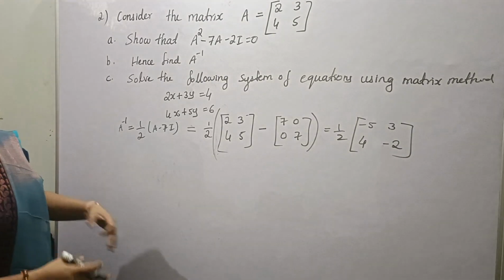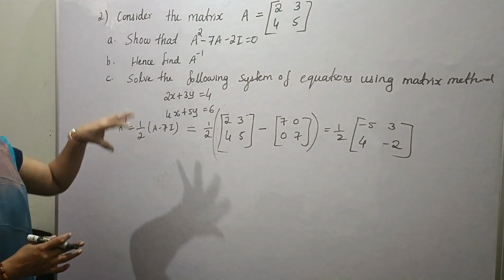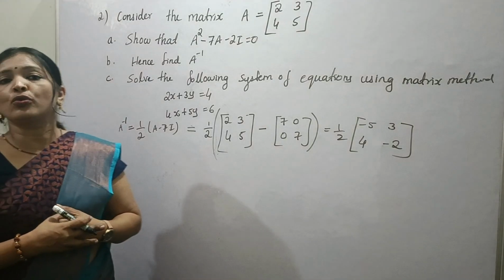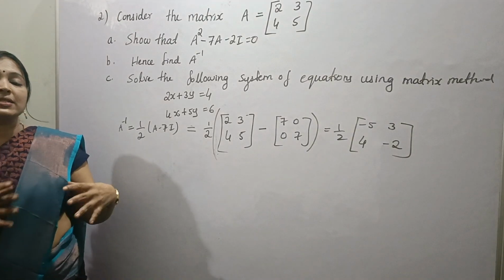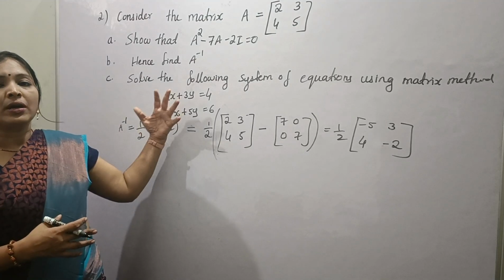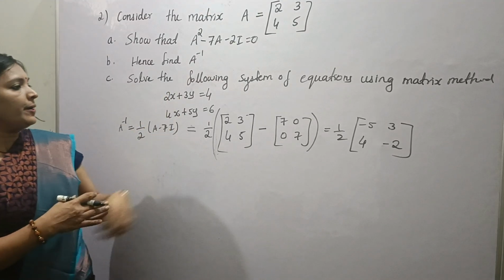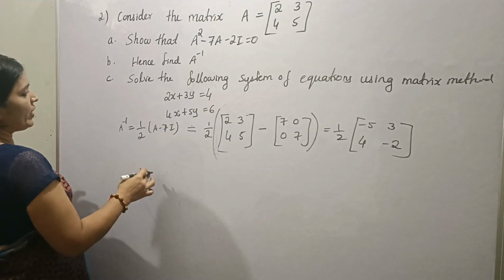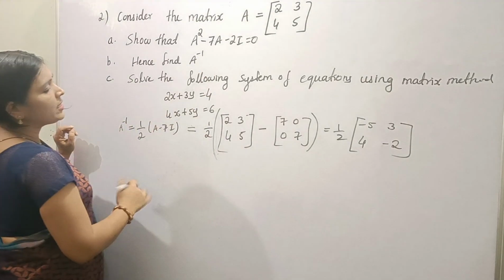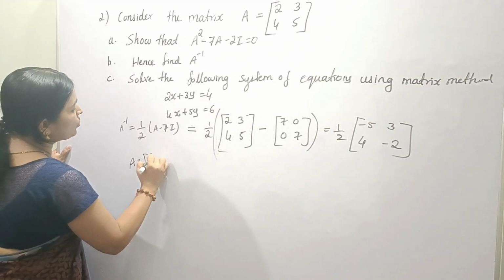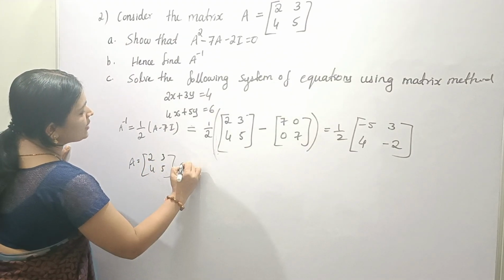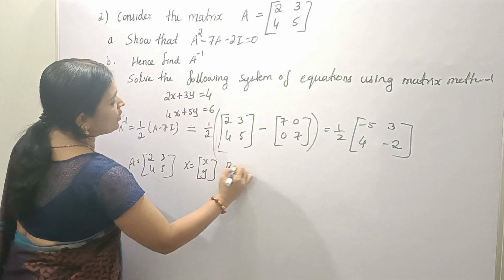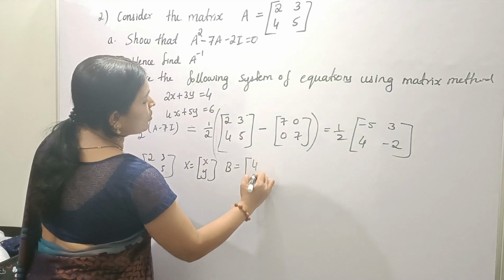So using this, we have to solve the system of linear equations. Here it is a system of linear equations of two variables, x and y. It is a little bit easier than that of three variables, right? Here 2x plus 3y is equal to 4. What is our A? 2, 3, 4, 5, right? So write A is equal to 2, 3, 4, 5, X is equal to x, y, and B is equal to the constants 4, 6.